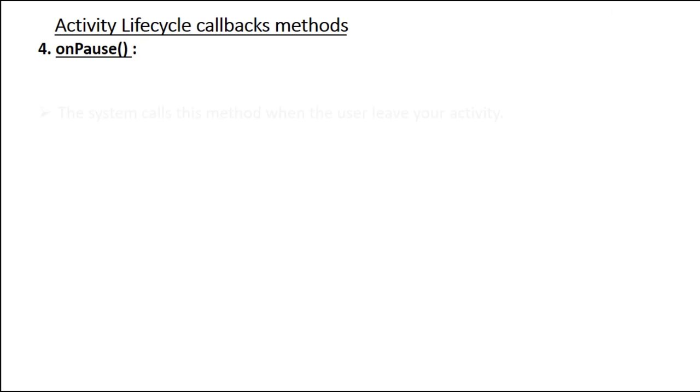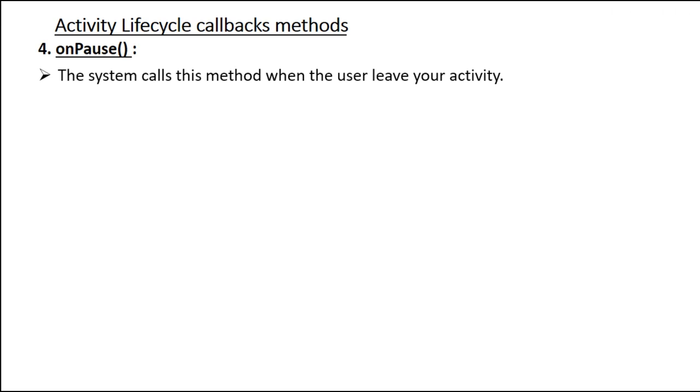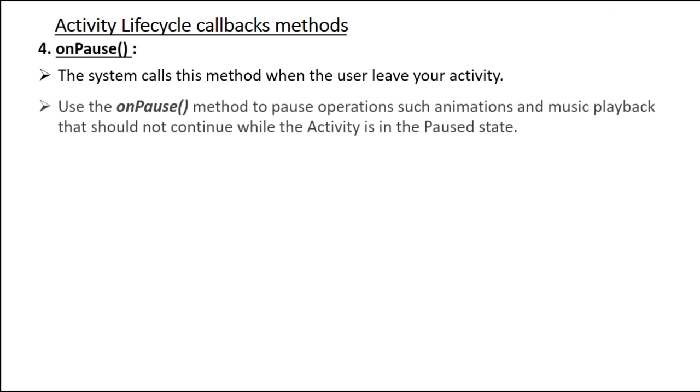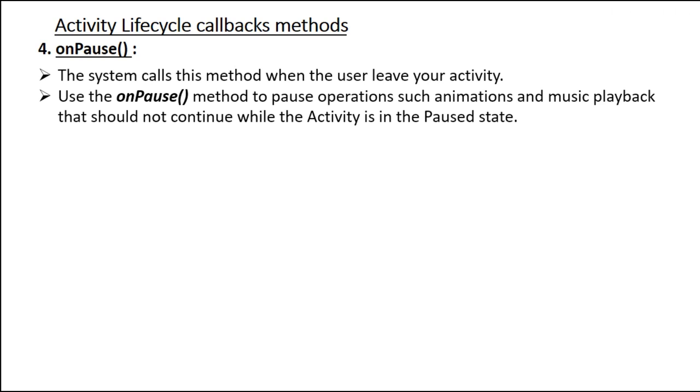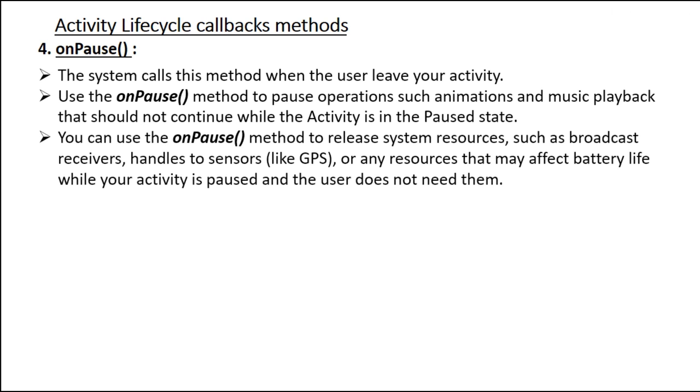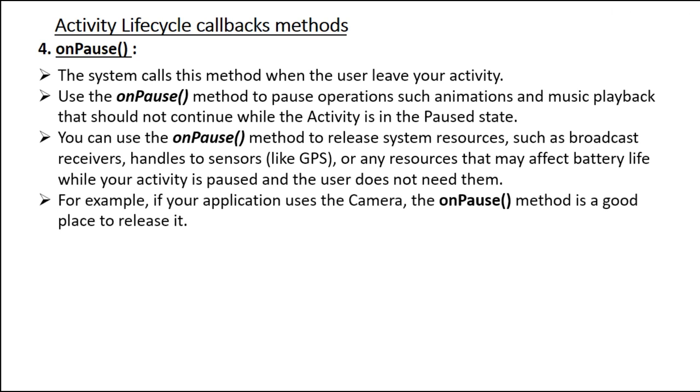Now the fourth method is onPause. The system calls this method when the user leaves your activity. Use the onPause method to pause operations such as animations and music playback that should not continue while the activity is in the paused state. You can use the onPause method to release system resources such as broadcast receivers, handles to sensors like GPS, or any other resources that may affect battery life while your activity is paused and the user does not need them. For example, if your application uses the camera, the onPause method is a good place to release it.